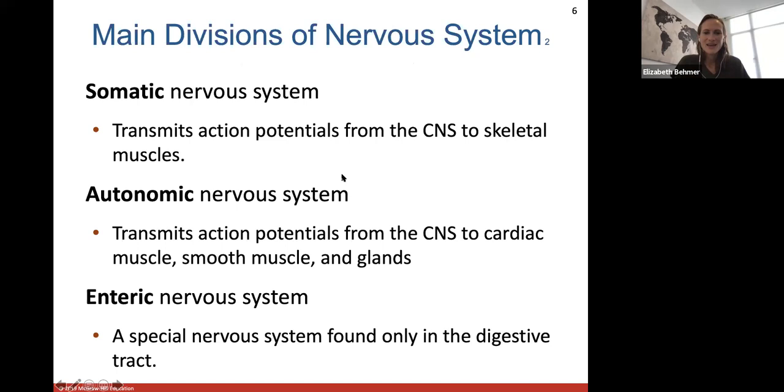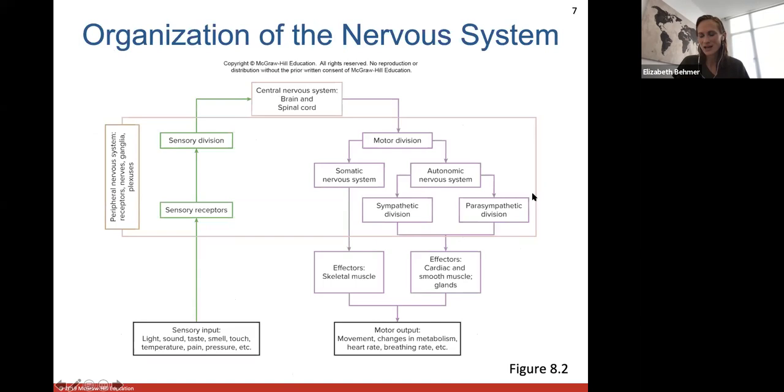And the autonomic nervous system transmits action potentials from the central nervous system to cardiac muscle, smooth muscle, and glands. So another way of thinking about your somatic or autonomic nervous system is the somatic is the voluntary division because you control the skeletal muscles. And the autonomic division is what happens automatically. So this is the part of the nervous system that controls things without you knowing it: the heart, smooth muscle, and glands. And then the enteric nervous system is a special nervous system found only in your digestive tract. So the digestive tract has its own special division of the nervous system.